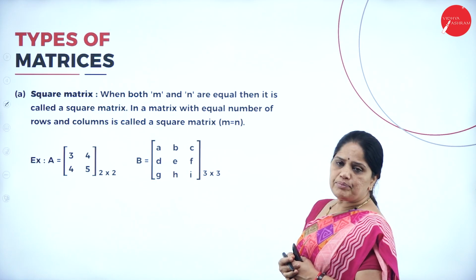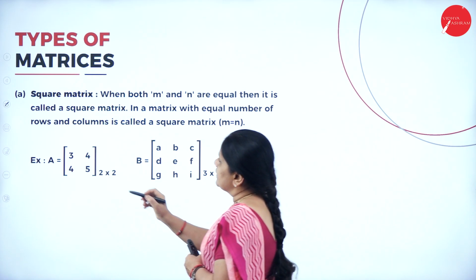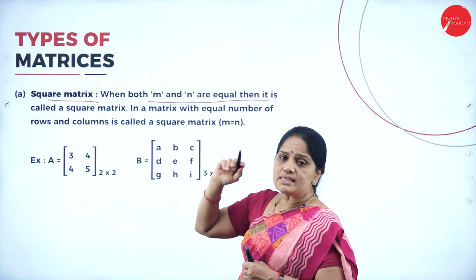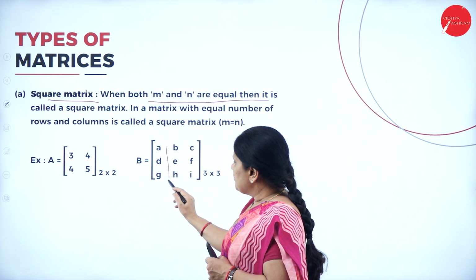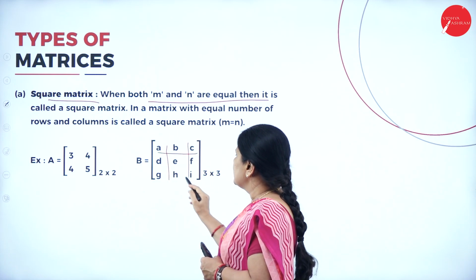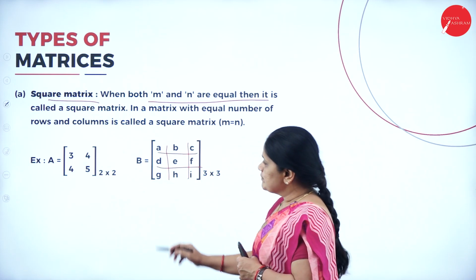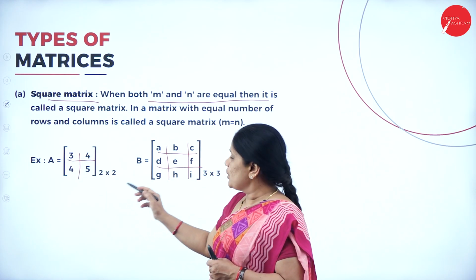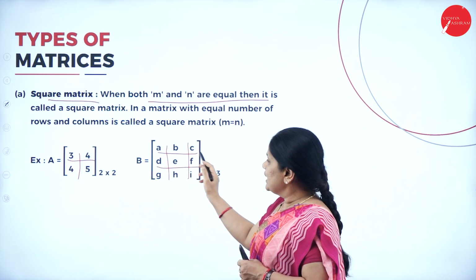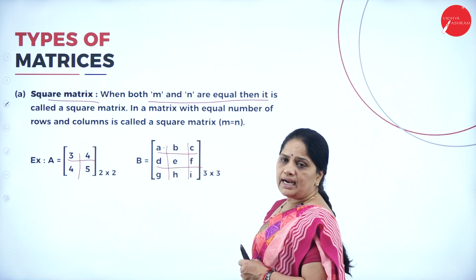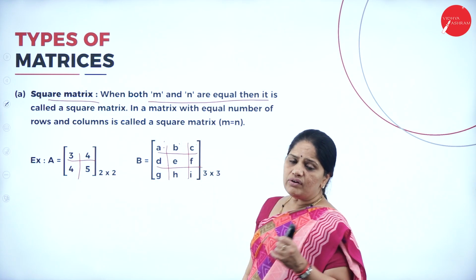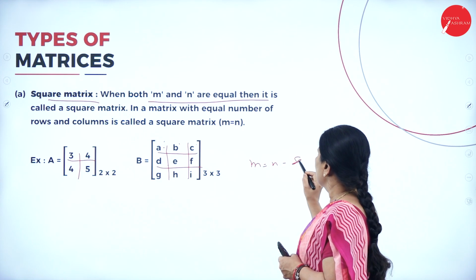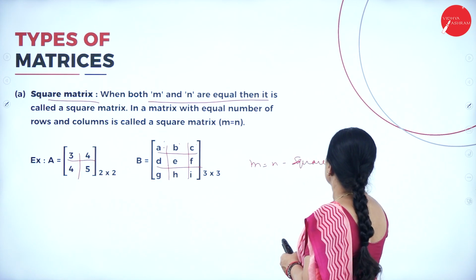Then the next type of matrix is a square matrix. So, square matrix, when both M and N are equal, it is called as a square matrix. So, the number of rows should be equal to the number of columns. If you can observe here, in this matrix we have 2 rows, 2 columns. In this matrix we have 3 rows, 1, 2, 3 and 3 columns, 1, 2, 3. So, when M equals N, we call it as a square matrix.